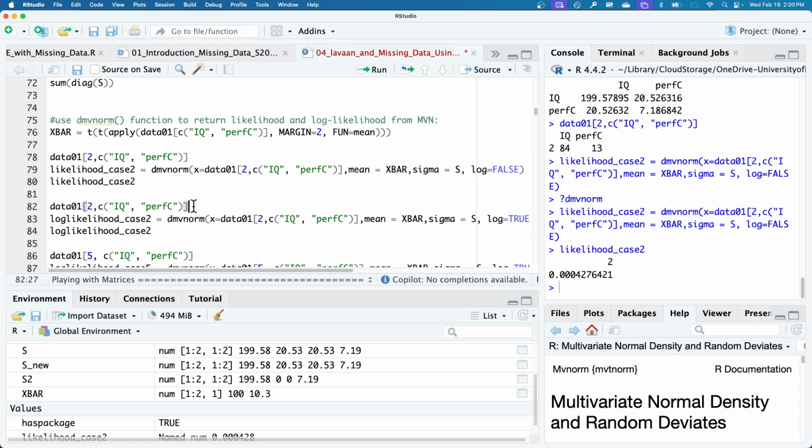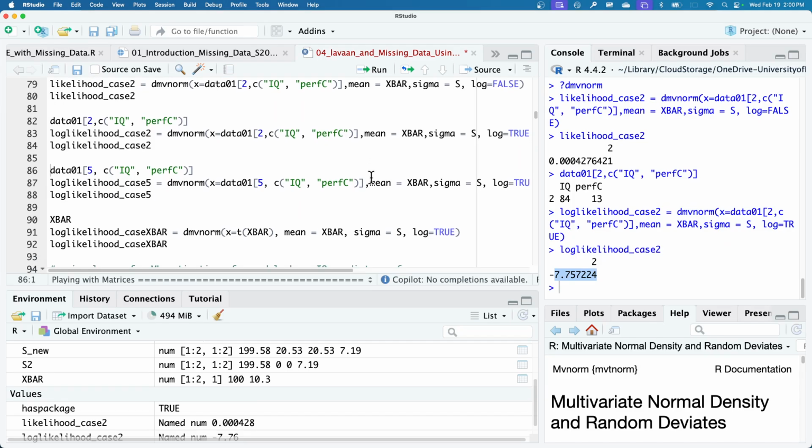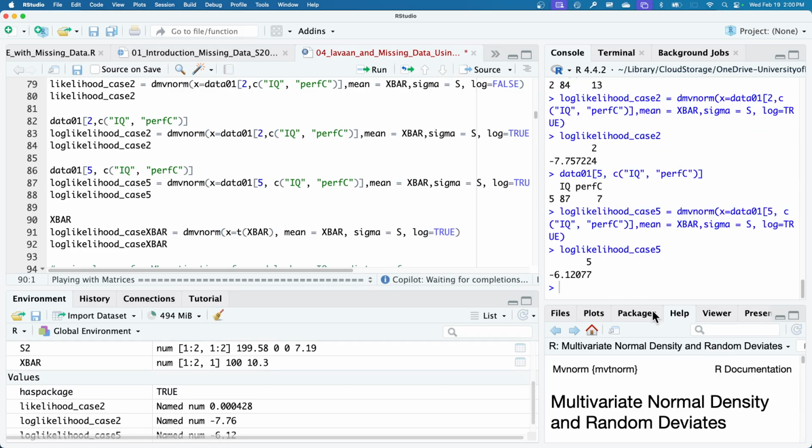I can then also just tell it I want the log. There's the log of it, negative 7.75. Well, let's compare that with observation 5, who's lower than the mean on both, 87 and 7. So here's observation 5's log likelihood, right? So which case seems a little bit more likely? It's tough on log, right? Because the higher number is more likely, but logs are negative. So you'd say, oh, this is bigger by absolute value.